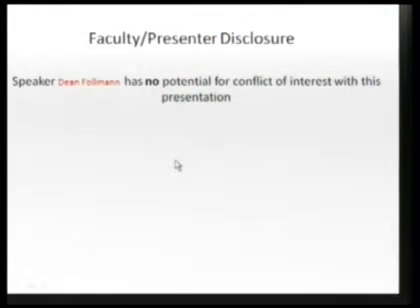So I'll be talking about strengths and weaknesses of clinical trials and observational studies. And I have no potential conflicts of interest. I work for the NIH, so I can't really take money or anything from outside sources.